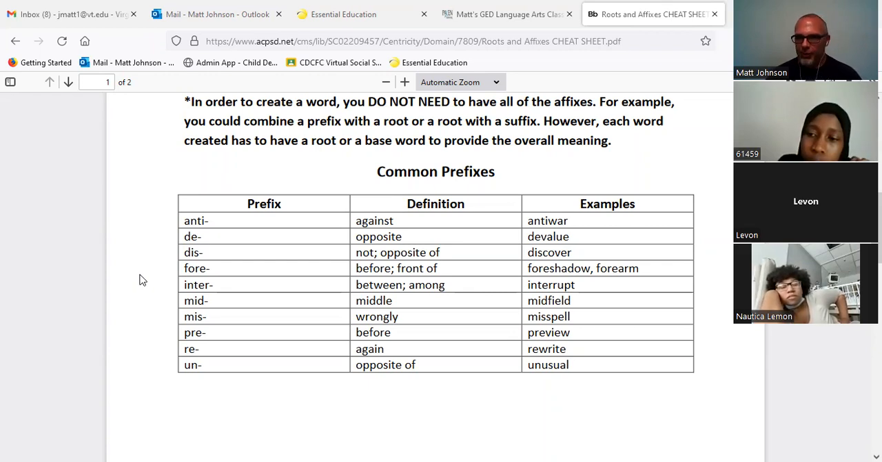Re, to do again, rewrite, reread. And then un is the opposite. If something is usual, the opposite of that's going to be unusual. If you do something, you have a button in Word and in other programs where you can undo, right? So that takes away. There's one other one that I like to talk about that we run into a lot.